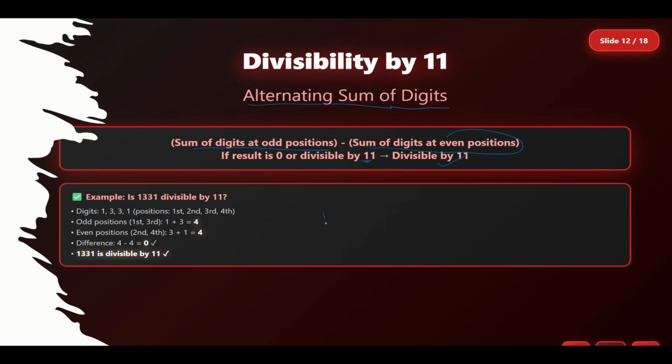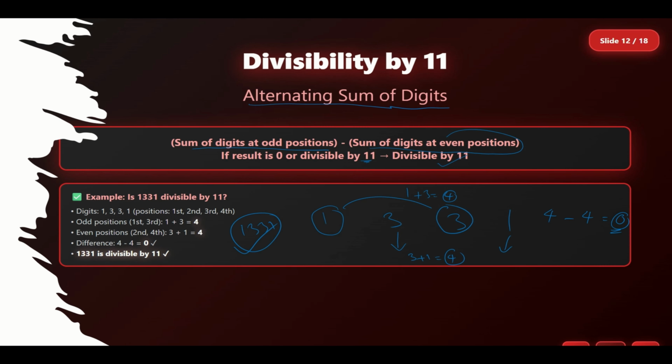Let's try 1331. Here, the first and the third positions are 1 and 3, and the second and fourth positions are 3 and 1. So when you add the odd position digits, that is 1 plus 3, 4, and the even position digits, that is 3 plus 1, 4, and you find the difference of those two sums, that is 4 minus 4, it becomes 0. As the result is 0, 1331 is divisible by 11. This one is like a math puzzle, isn't it?